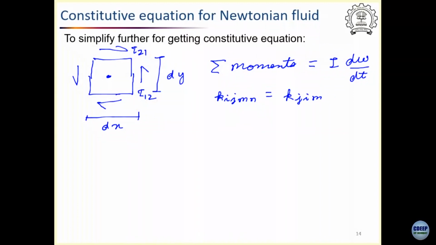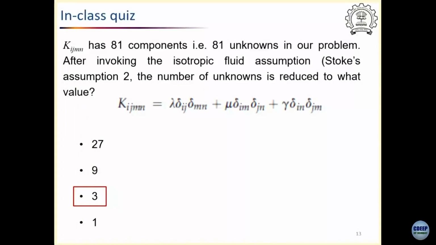Now you tell me, when is K_ijmn equal to K_jimn? Look at this equation and tell me when this is possible. What condition should hold for that to be possible? Whatever may be the value of i and j, K_ij should be equal to K_ji. That is the condition of symmetry.